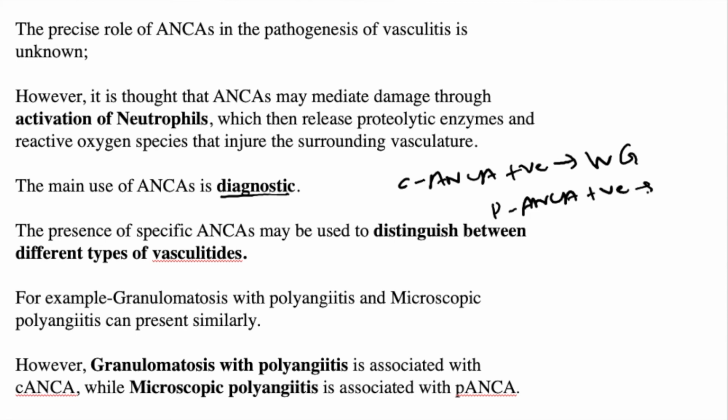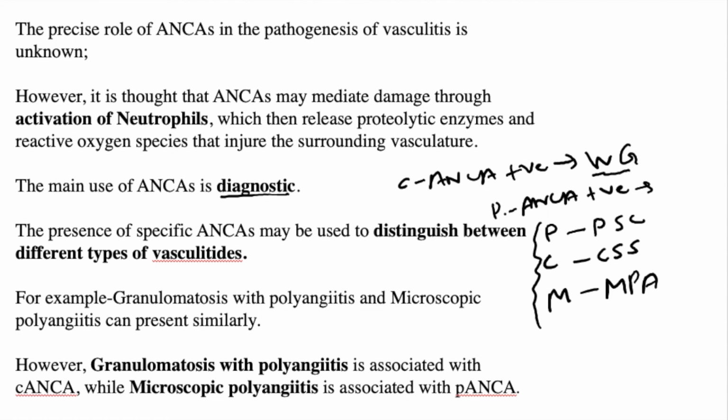We say P ANCA positive vasculitis. So what are the examples of P ANCA vasculitis? These are PCM. What is M? Microscopic polyangiitis. What is C? Churg-Strauss syndrome. What is P? Primary sclerosing cholangitis. These are examples of P ANCA positive vasculitis, and C ANCA positive vasculitis is Wegener's granulomatosis. We will discuss all these vasculitides one by one in our next video. The presence of the specific ANCA will help in distinguishing the type of vasculitis.